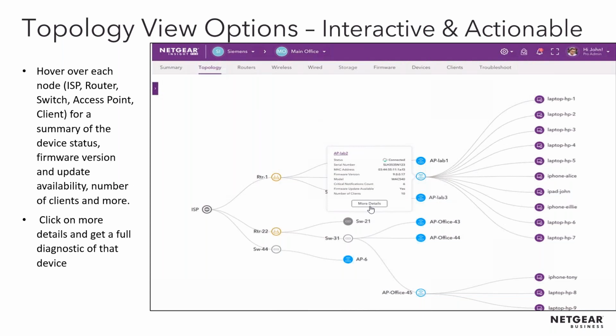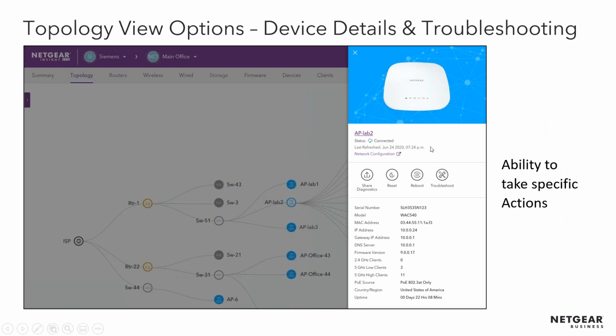In the hover itself, you get the status, obviously, the serial number, MAC address, the firmware version, the model, and if there are any critical notifications, whether the firmware has been updated, are there updates available, and the number of clients. And then when you click on the more, that's when you get this sidebar that really goes into details on that specific device, and it gives you details on the particular device beyond what you get in the hover.